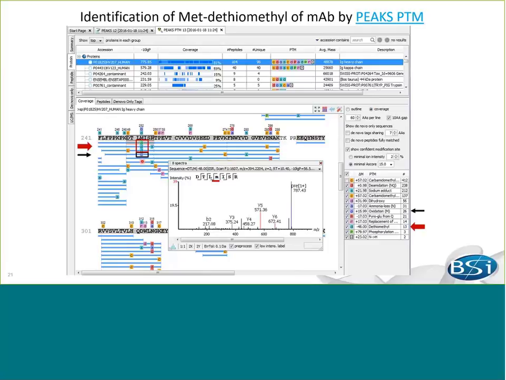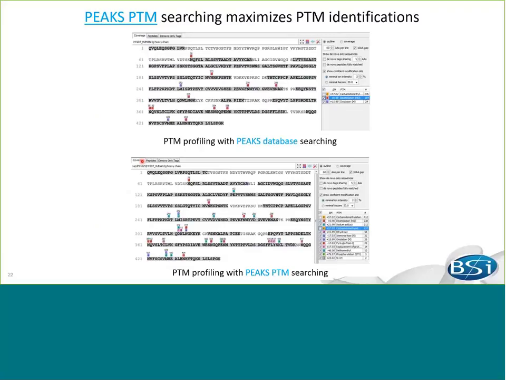Furthermore, if you zoom out to look at the data, you will see many more modifications identified by the PTM search compared to the database search, as listed in the legend and color boxed in the protein coverage view results. This is because the PEAKS PTM function is specifically designed to discover unspecified or hidden modifications and maximize PTM identifications.